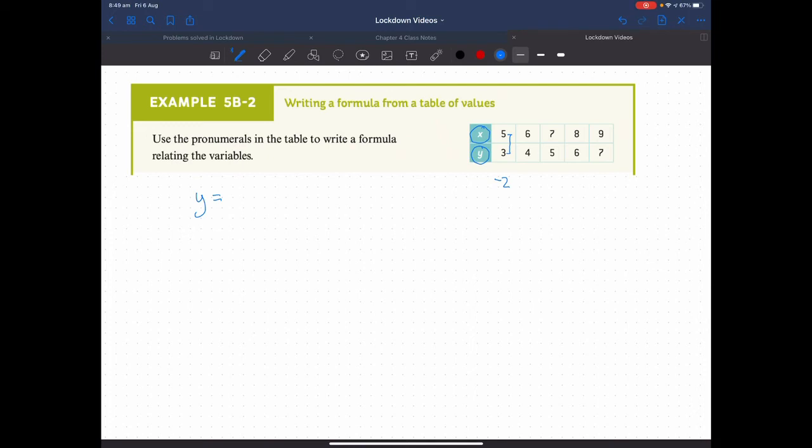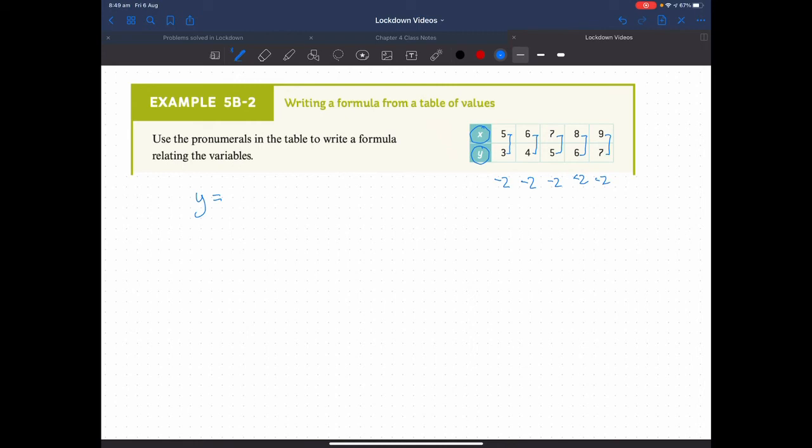Now I want to have a look to see whether that is the same with this next pair of numbers. 6 to 4, 6 minus 2 is 4. It's looking good so far. 7 to 5, 7 minus 2 is 5. 8 to 6, 8 minus 2 is 6. And 9 to 7, 9 minus 2 is 7.